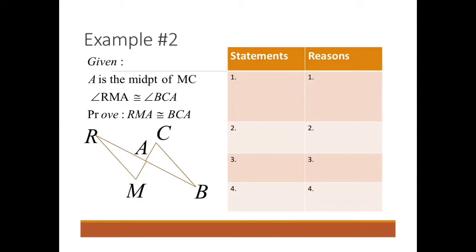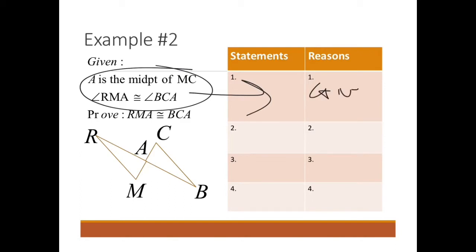Alright, with our next proof, again we're going to go ahead and write down the given information. I don't have a whole lot of space, so I'm going to cheat and just draw a line and say that our first reason is again given. Okay, I can go ahead and label this information. Specifically, we know that RMA and BCA, those two angles are congruent. So those are going to be this angle here and that angle there.